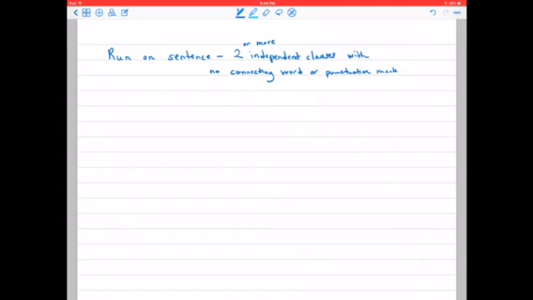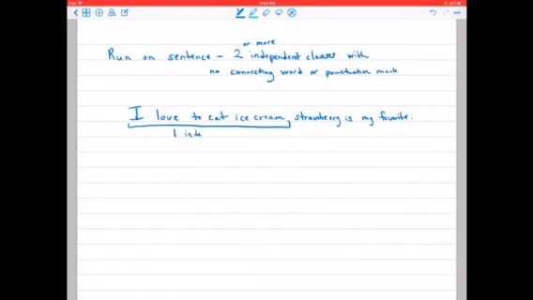So for instance, if we had a sentence that looks like this: I love to eat ice cream, strawberry is my favorite. Well, that is a run-on sentence because I have one independent clause and a second independent clause, but they're not connected by anything. There's no connection.